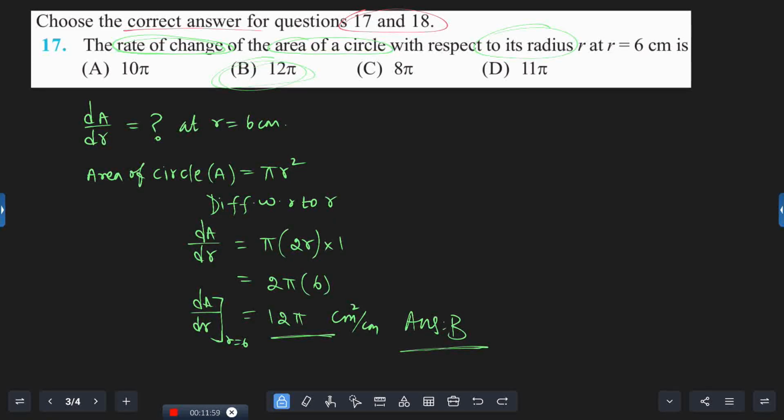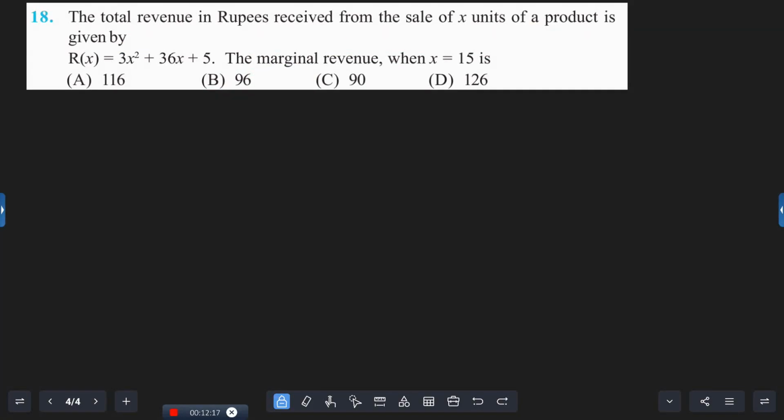This same model question we have faced in the same exercise, question number 1. Next, only one question I will complete, then you do whatever. Listen. Total revenue means R of X they will give. So R of X is equal to 3x square plus 36x plus 5. Marginal revenue means, as I told you, R dash of X we have to find when X is 15.